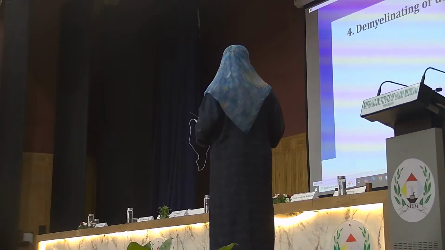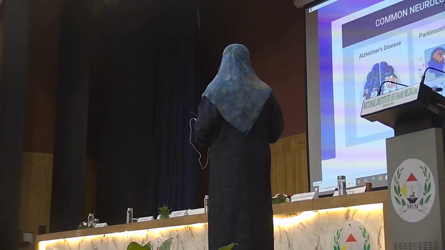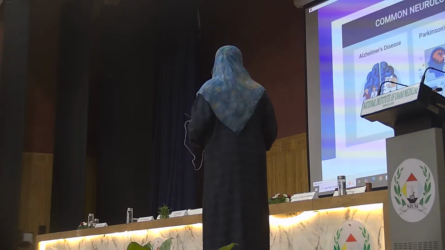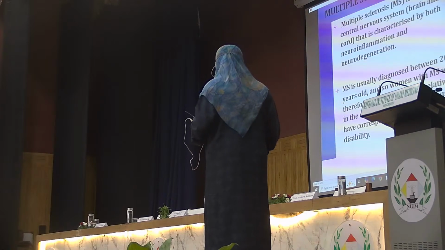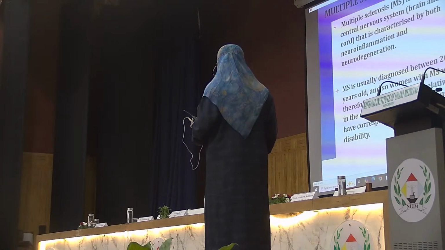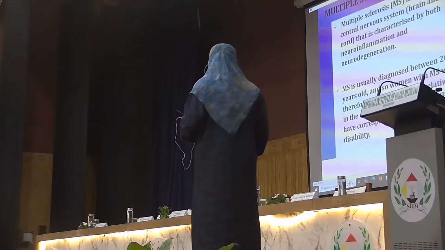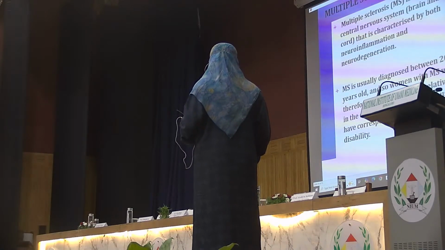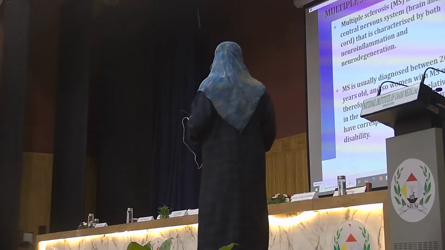Next, demyelinating or degenerative diseases. So we are only going to discuss multiple sclerosis, which can be seen during pregnancy. We know what multiple sclerosis is. I'm not going into it here. The woman may have neuroinflammation and neurodegeneration. Multiple sclerosis is usually diagnosed between 20 and 50 years old, and so women with MS will become pregnant relatively earlier in the course of their illness and usually have correspondingly little associated disability.